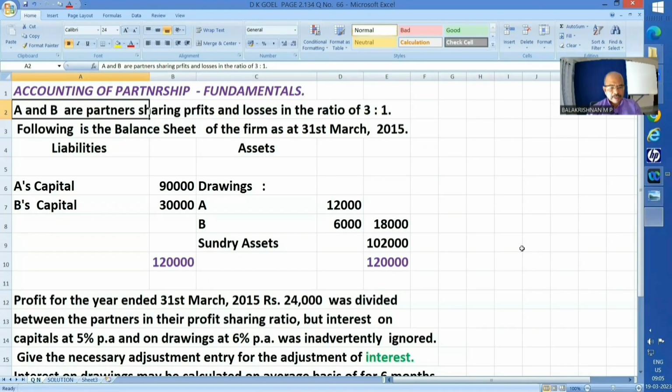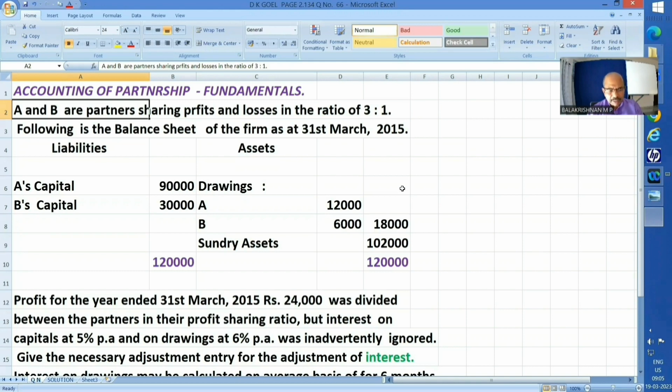Next sum in respect of accounting of partnership fundamentals. In this whole video, I'm limiting myself only to this particular chapter, accounting of partnership fundamentals. Well, the question is like this.